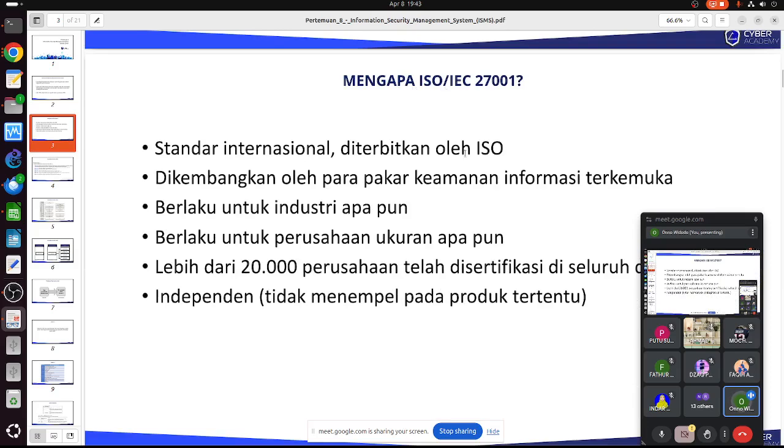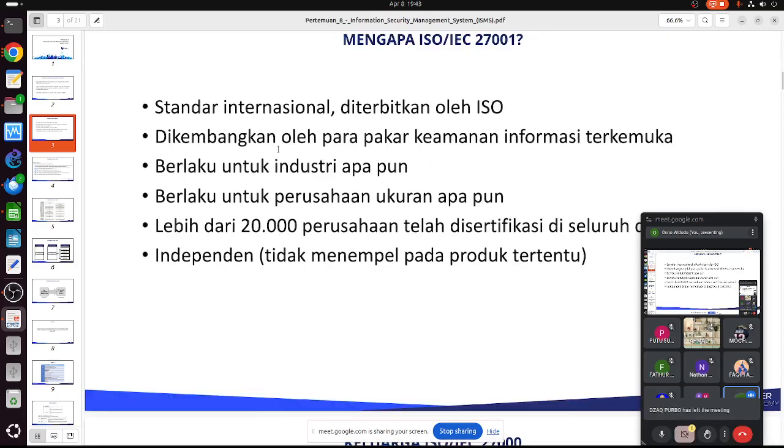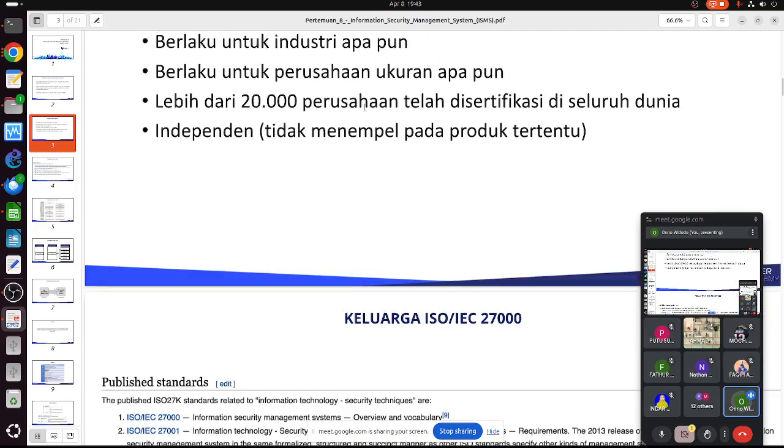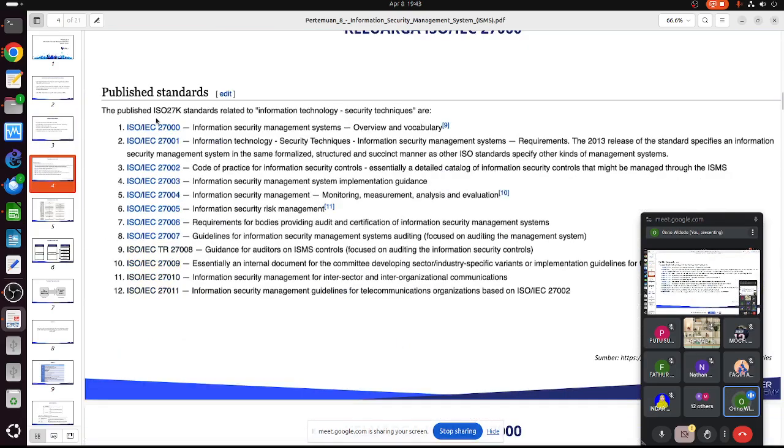So the ISO 27000 is published by ISO, built by a lot of security experts. It can be used for any industry, any company. A couple thousand companies have been certified, independent. It's not based on certain products. It has many standards in it.